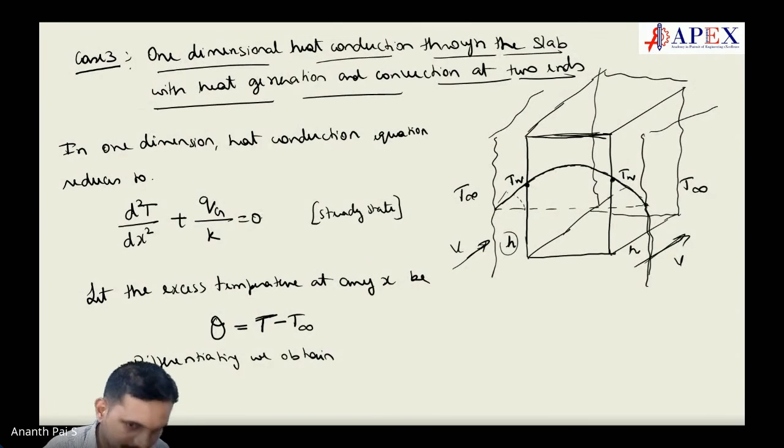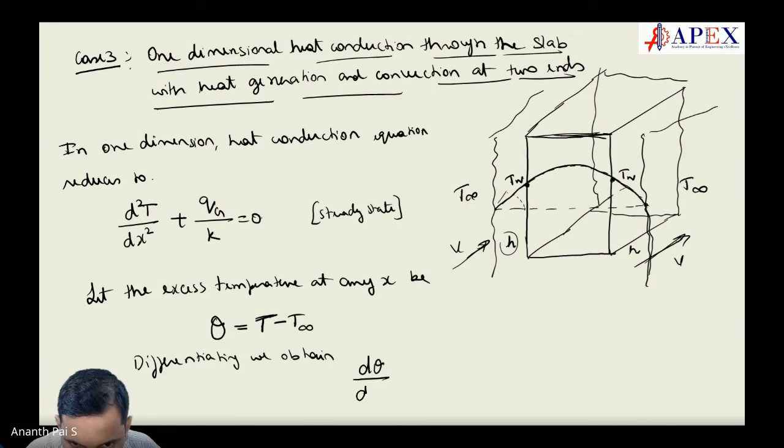Now, so theta is T minus T infinity, right? So differentiating with respect to x, d theta by dx is equal to dT by dx. Again, differentiate, because T infinity is constant. So when you differentiate, you get only dT by dx. T is the local temperature. Local as in anywhere.